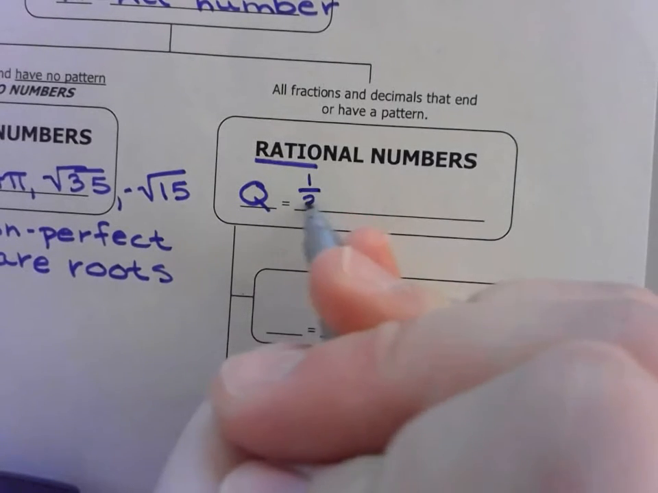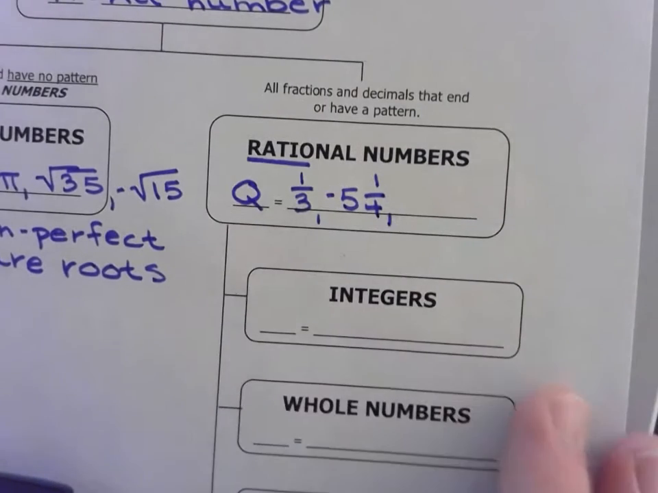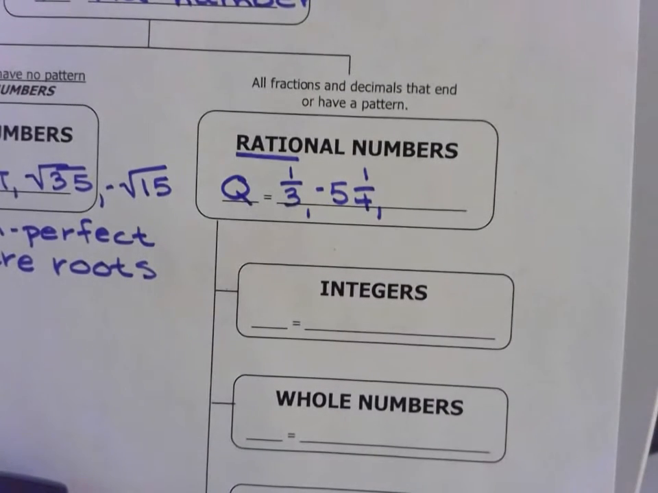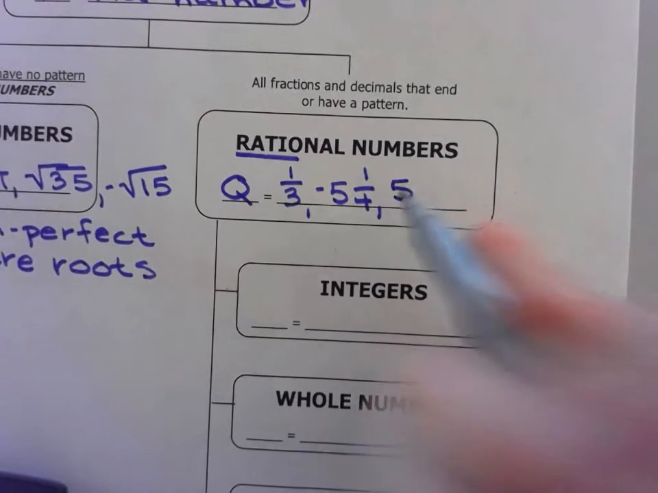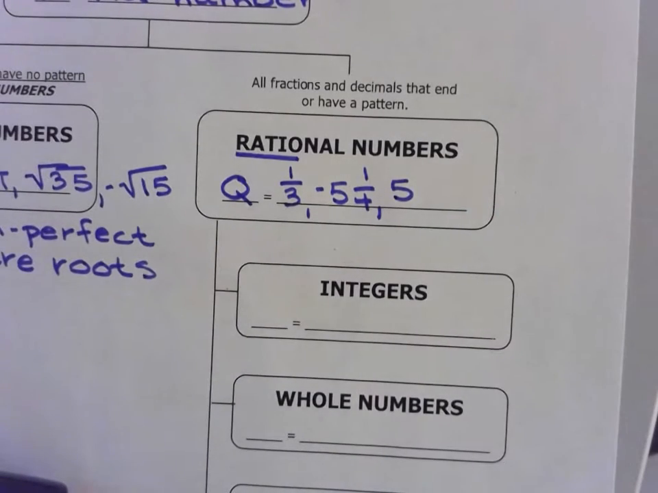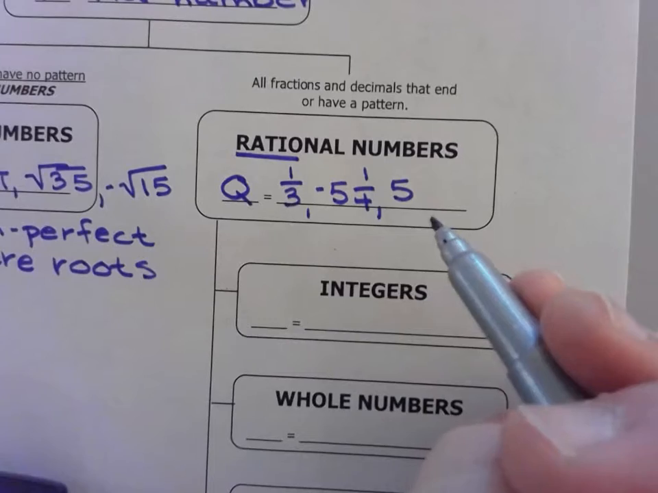So 1/3, -5/4, any fraction. How about a whole number? If I just had 5, is 5 a fraction? No. Can I write it as a fraction though? Yes. How can I write 5 as a fraction? Over 1. So any number like this you can put over 1, so it is a rational number.